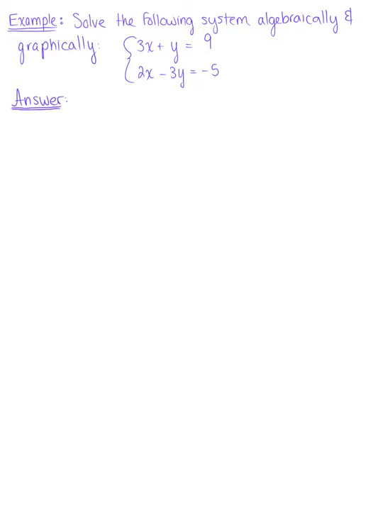Solve the following system algebraically and graphically. And we have a system of two equations with two variables, 3x plus y equals 9, and 2x minus 3y equals negative 5. So anytime you're asked to solve a system graphically, I'm going to encourage you to start by solving the system algebraically, especially when we can't use calculators. It's going to make sketching the graph much easier if we already know the solution point.